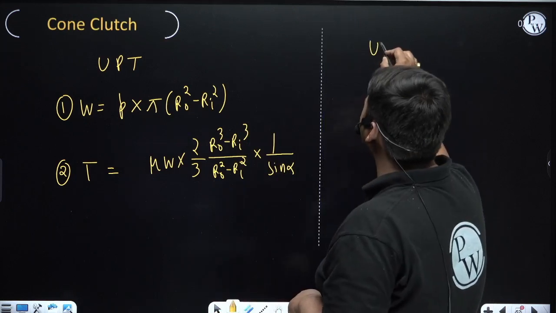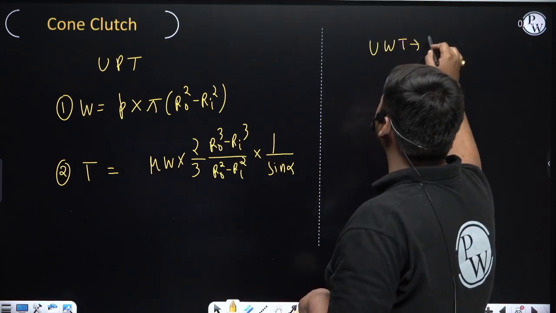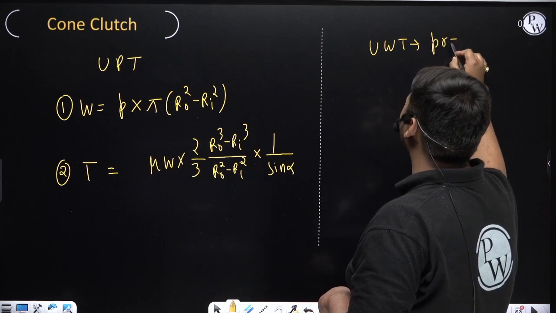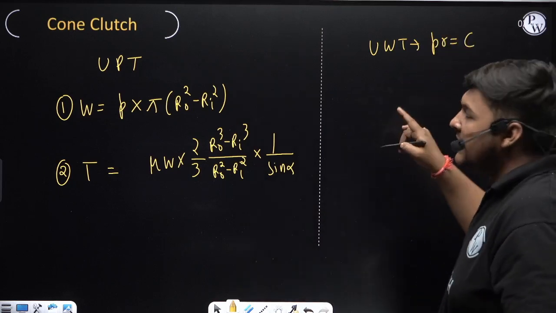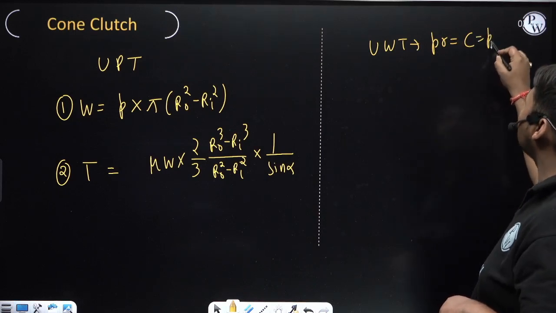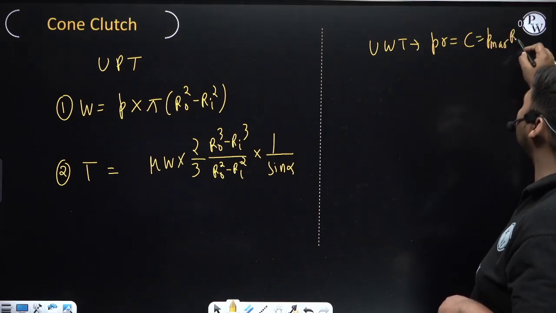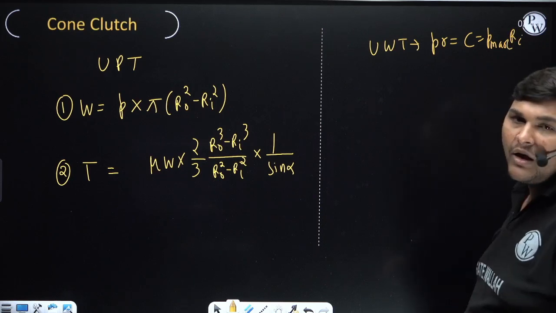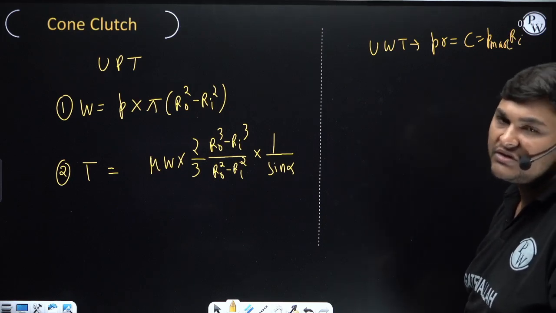Similarly, if you summarize this for the uniform wear theory, uniform wear theory means the product of P into R will be constant, which I am denoting as C. And if the maximum pressure is given in the question, pressure will be maximum at the inner radius, so we can calculate C by using the expression P max into Ri, because P max into Ri is constant, which is C.